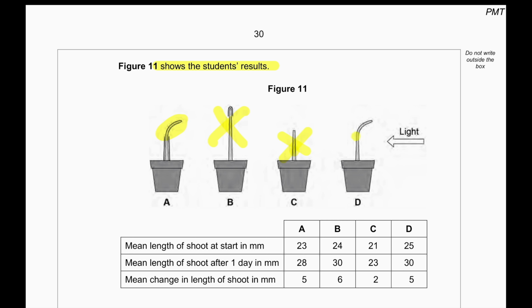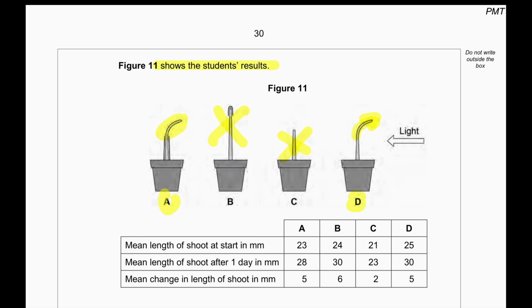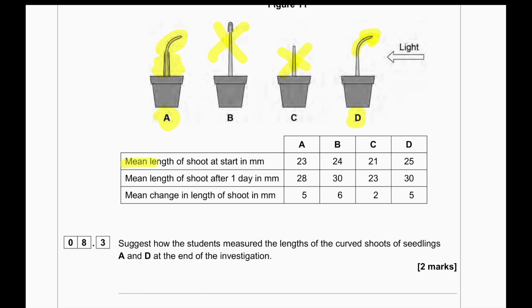And D, it bent towards the light. So we can see the same thing happening at D and A. That means covering the bottom does not have any effect when it comes to light. The mean length of shoot at the start in millimeters, mean length of shoot after 1 day. We can see every one of them has grown. Now we can see C has grown the least, because we can also assume that it has the least amount of hormone that will allow it to grow, which is auxin.